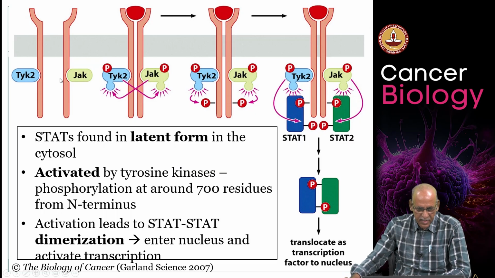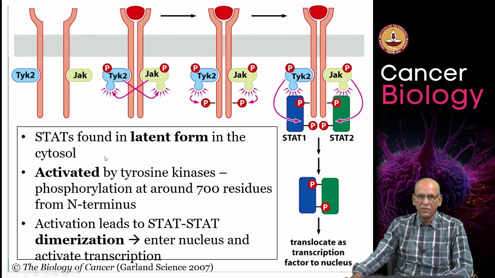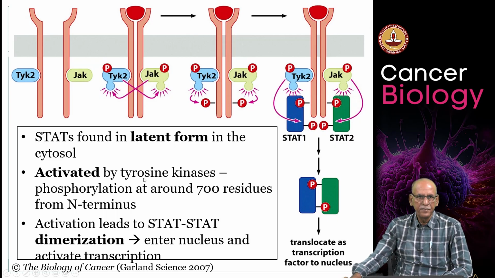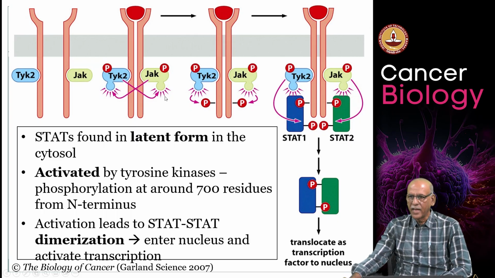There are other such kinases called type 2, JAK. So, this is one typical thing. STATs are found in latent form in the cytosol, which means they are in inactive form. They are activated by tyrosine kinases such as JAK, this type 2. Type 2 is also a kinase, tyrosine kinase. So, they can phosphorylate.